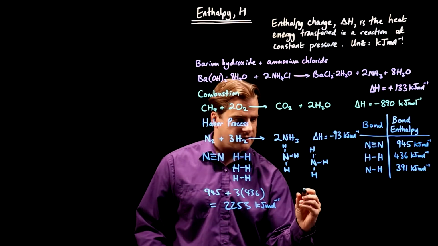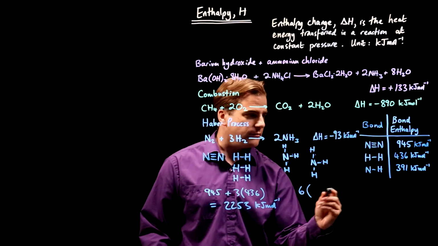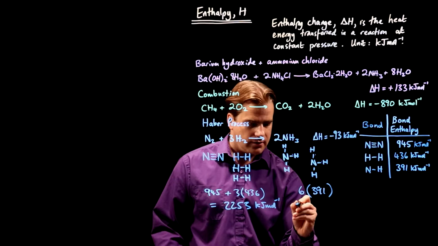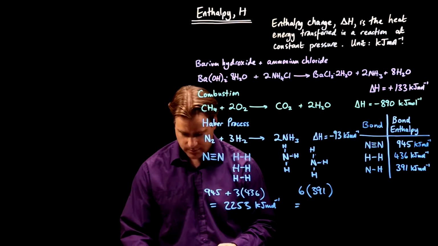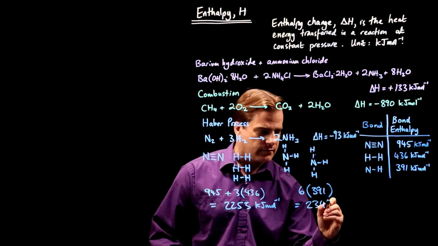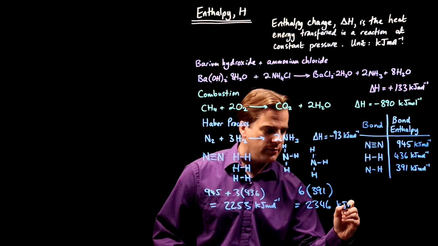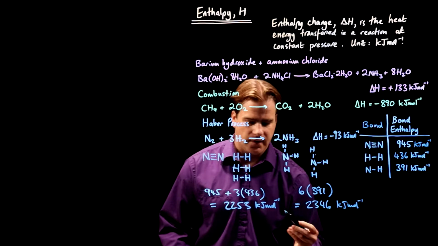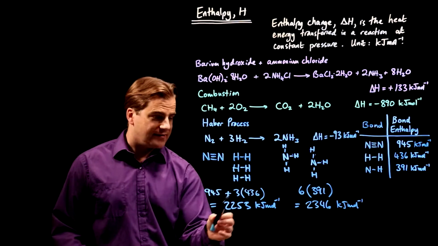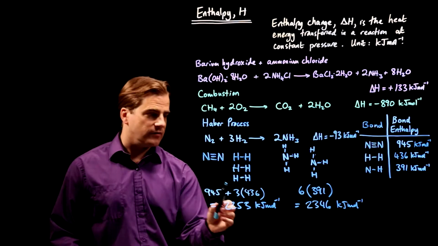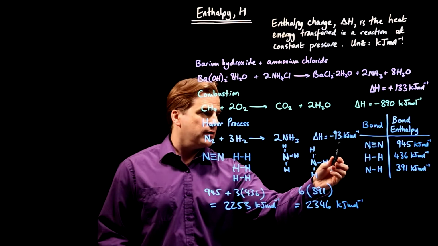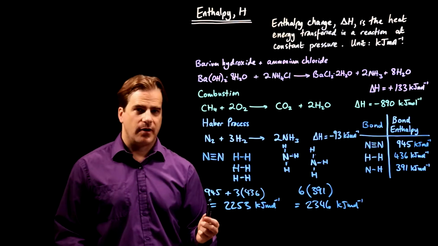Now the products, we form 6 N-H bonds, 1, 2, 3, 4, 5, 6. So that's 6 times 391. And that turns out to be 2346 kilojoules per mole. You see, they're different. We've put in less energy into breaking these bonds than we get out when they're reformed. Therefore, it's going to be an exothermic reaction.